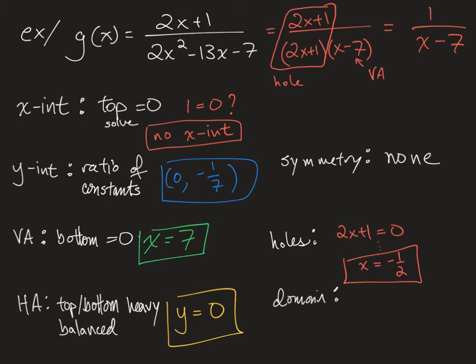And lastly, the domain. Again, remember, for the domain we have to make sure we have the holes and the vertical asymptotes represented on a number line in the correct order. So it would go from -infinity to -1/2, union -1/2 to 7, union 7 to infinity. All right, let's see how to put all this stuff together and make a graph.